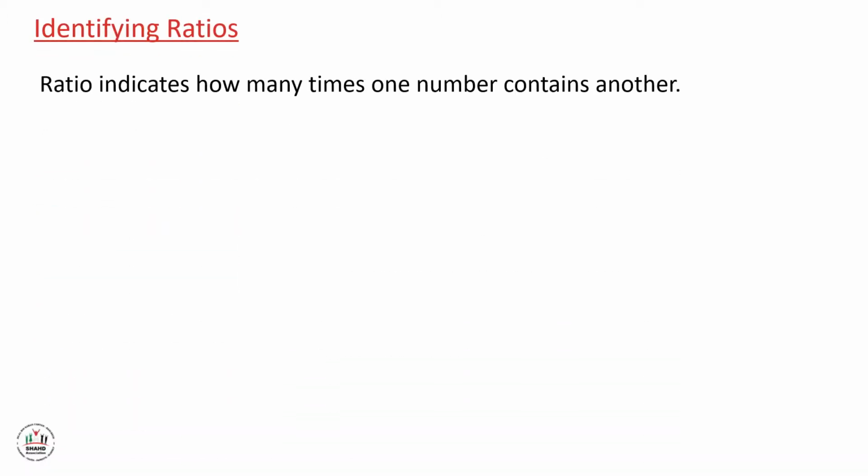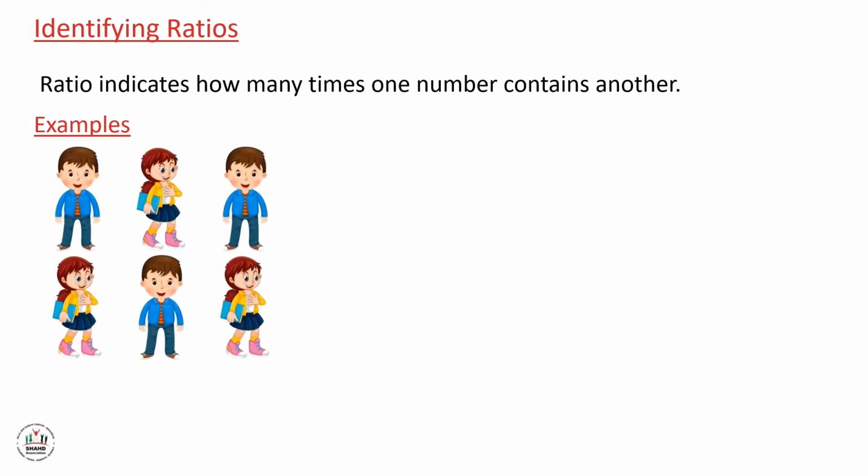Identifying ratios. A ratio indicates how many times one number contains another. Let's see examples to understand the idea. Here we have 3 boys and 3 girls. The ratio of boys to girls is equal to 3 over 3, which is equal to 1. You can write the ratio in this symbol: 3, colon, and the other number 3. Of course, after simplifying this fraction 3 over 3, you can write the ratio equal to 1.